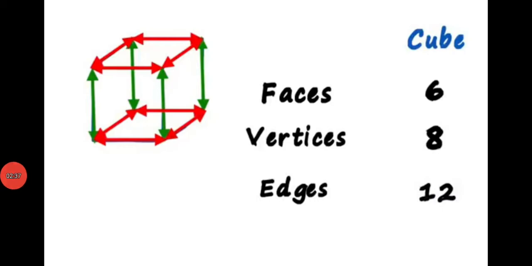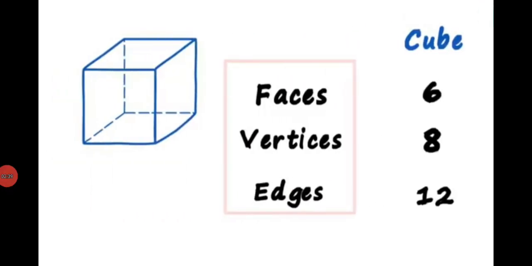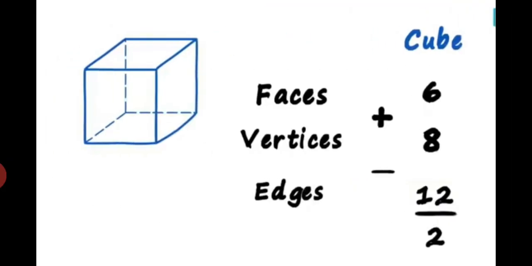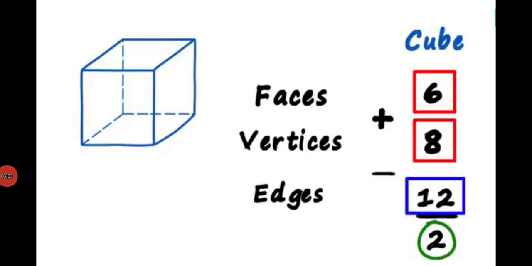Now, is there any relation between faces, vertices and edges? Let's see. If we add faces to the vertices and subtract the number of edges from it, what shall we get? We shall get a magical number. This is 2. So, faces plus vertices minus edges gives us 2.